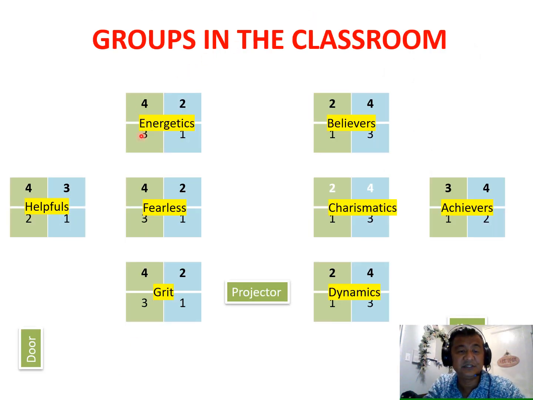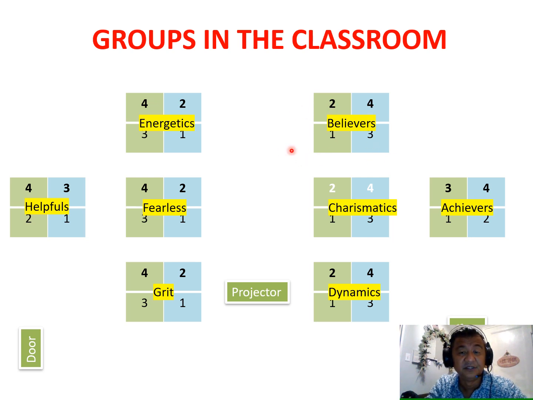Now, groups in the classroom. We have 8 groups in our classroom. This is group A. This is the projector. The ones on this side are the achievers, believers, charismatics, dynamics, energetics, fearless, the grit, and the helpfuls. Okay. And on your table, you will see a number.